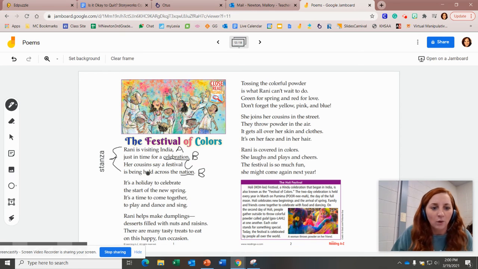Okay, let's look at the next stanza and just double check our rhyme scheme. It's a holiday to celebrate the start of the new spring. It's a time to come together to play and dance and sing. Remember, we look at our last word: celebrate, spring, together, sing. Which one of those four words rhyme? So, which pair of words rhyme? Celebrate, spring, together, sing.